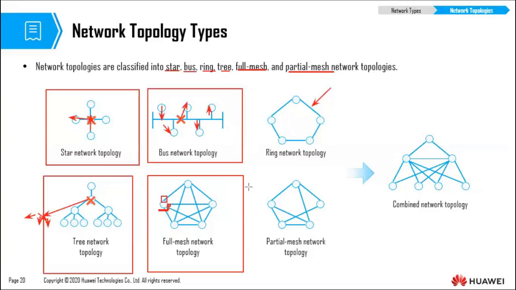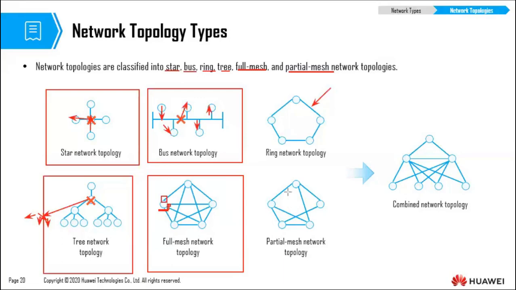Yes, if any link goes down, communication still continues. So the full mesh network topology offers the highest level of reliability. We call it reliability, meaning if failure occurs, it's still going to function. If failure occurs at one point, the network is still stable, so it's reliable.